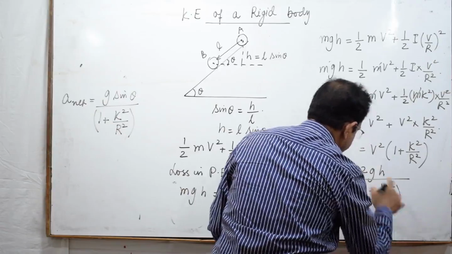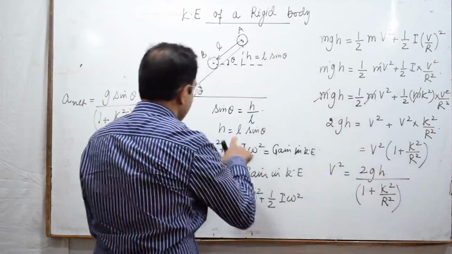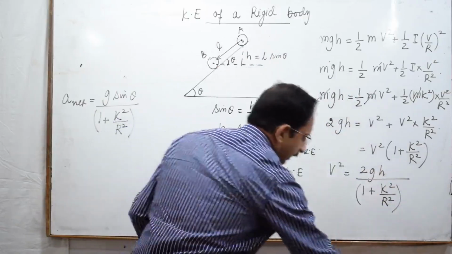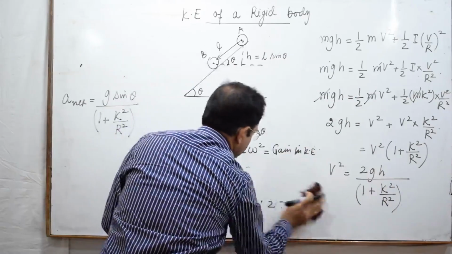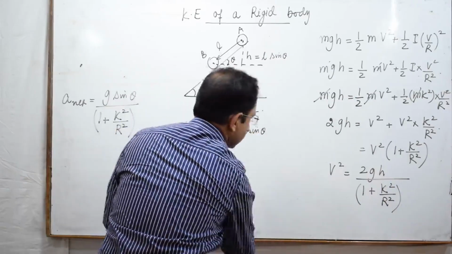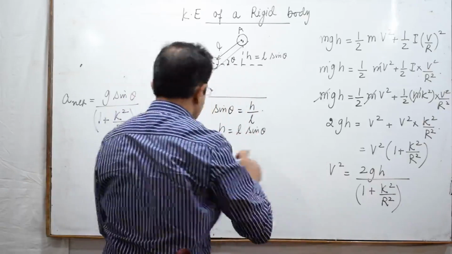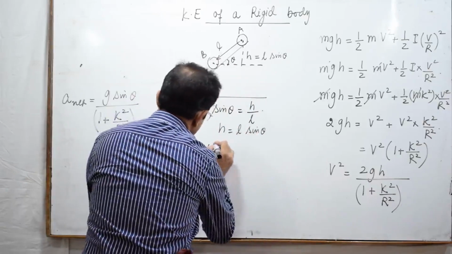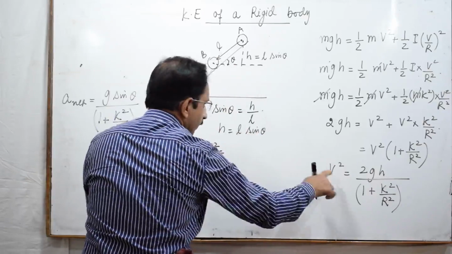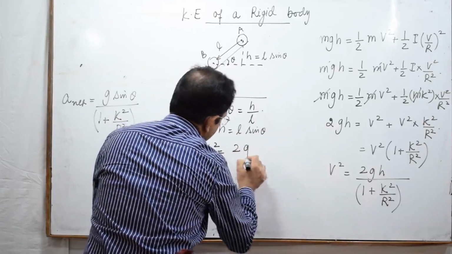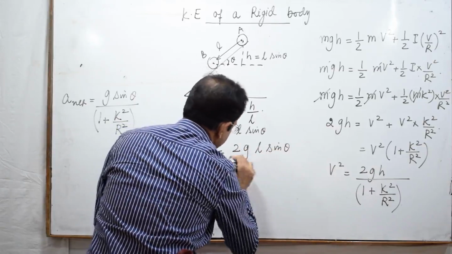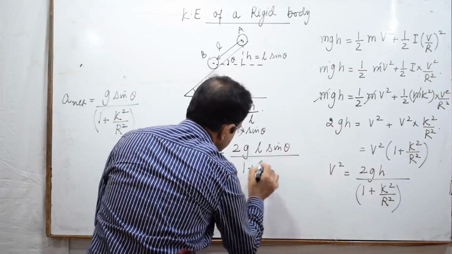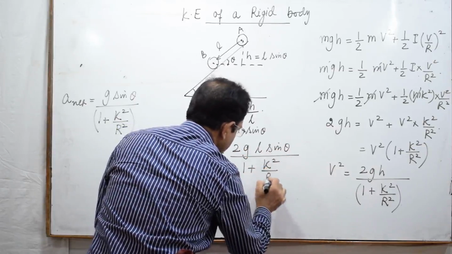और आपको याद है कि h की वैल्यू जो है that we have already taken equal to L sin theta. So L is the distance traveled by the body. तो मैं h की जगह लिख देता हूं L sin theta, so that we get v square equal to 2 into g into L sin theta divided by 1 plus k square by r square.